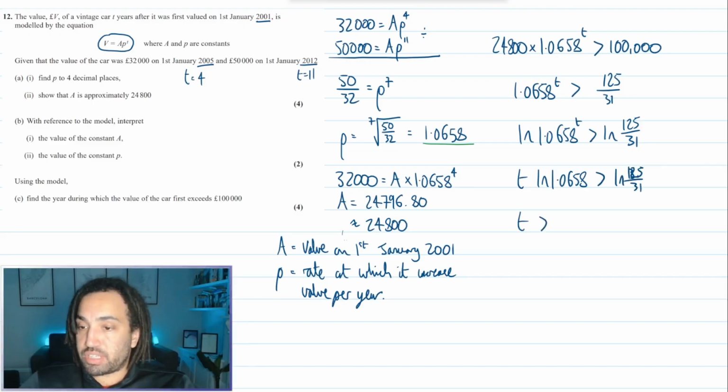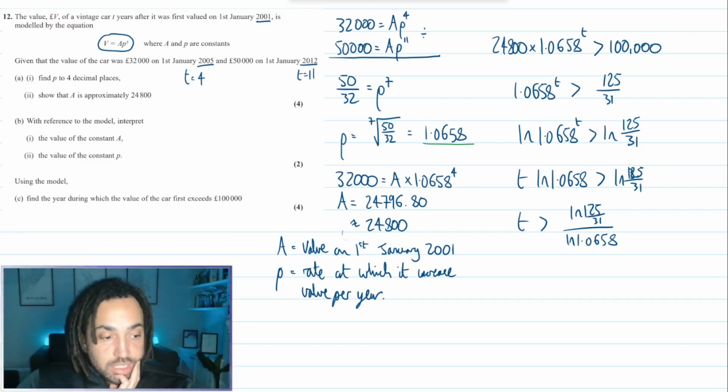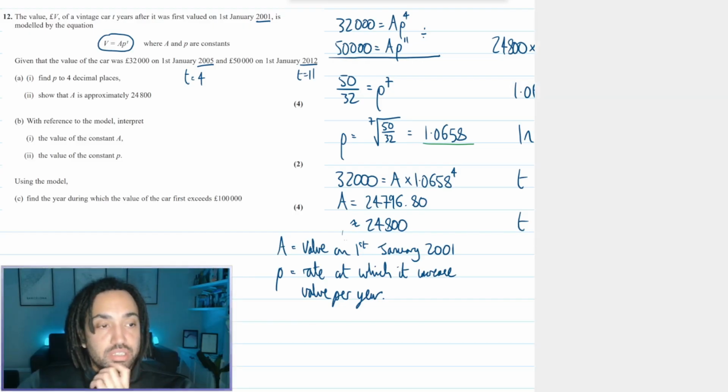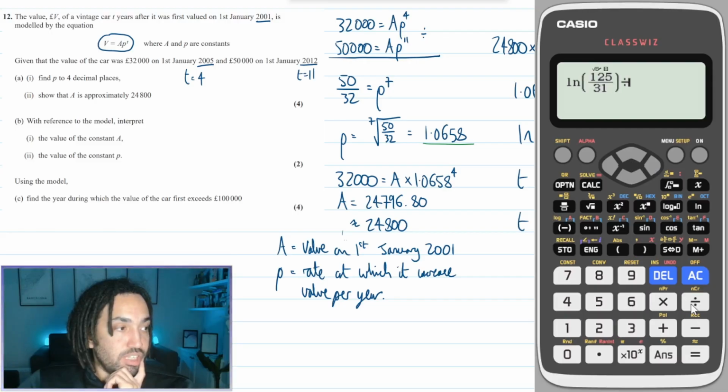And then we can divide both sides, like this. Now this should be fine because the log we're dividing by is bigger than 1, so it is a positive number, so it's not going to flip the sign over. So I just need to do that calculation on my calculator. That is ln of 125 over 31 divided by ln of 1.0658. Okay, we get 21.8.